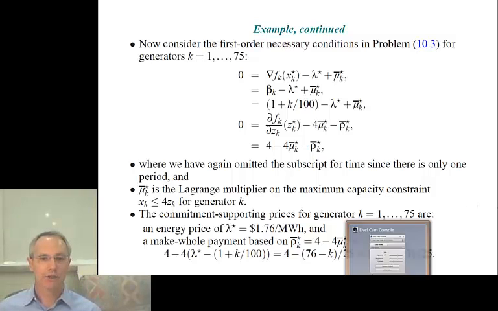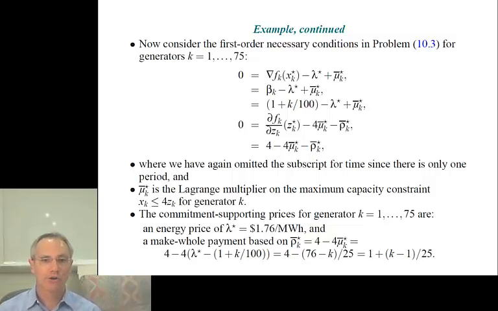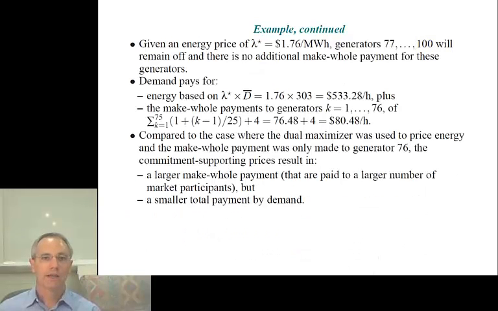Repeating that, the commitment supporting prices for generators 1 through 75 are an energy price of lambda star equals $1.76 per megawatt hour, and a make-whole payment based on rho k overline star equal to 4 minus 4 mu k overline star. And evaluating that based on the expression at the top here, we get 4 minus 4 times lambda star minus 1 plus k over 100, which gives us 1 plus k minus 1 over 25. Given an energy price of $1.76 a megawatt hour, generators 77 through 100 will remain off, and there's no additional make-whole payment for these generators.